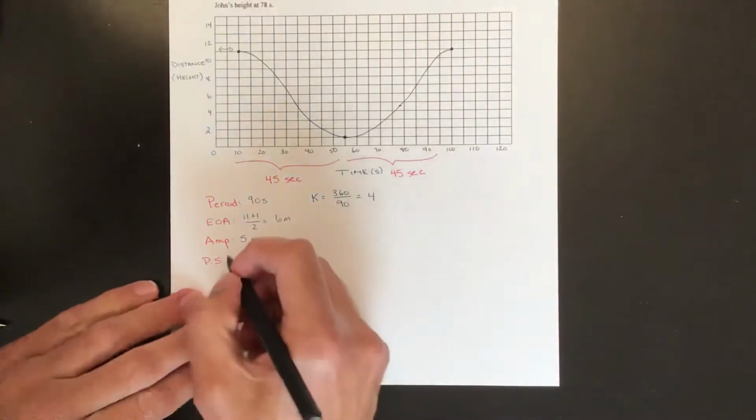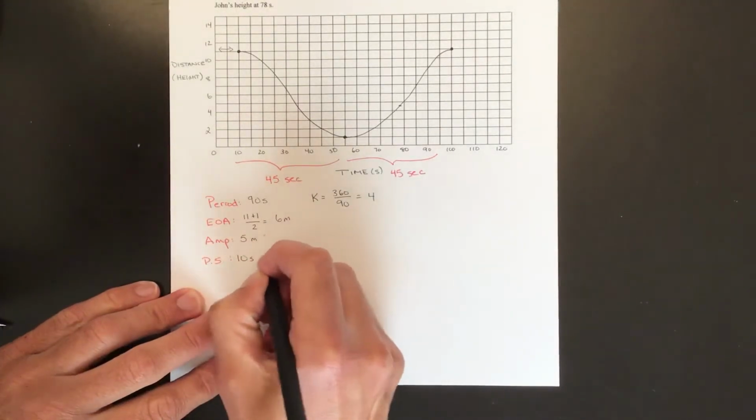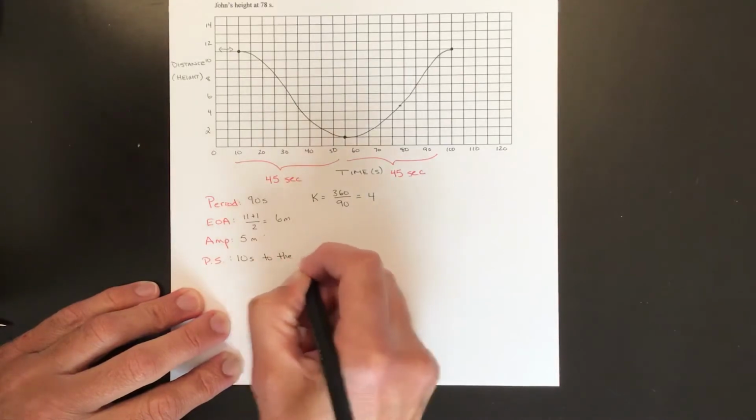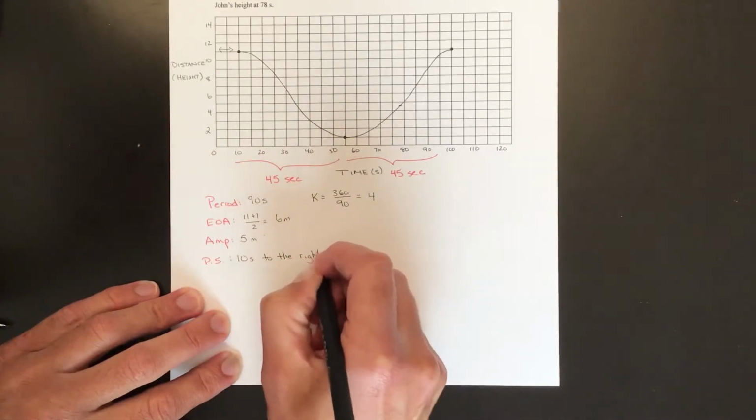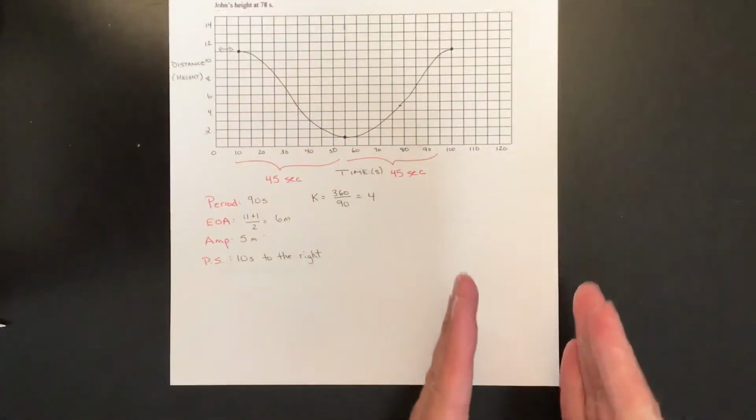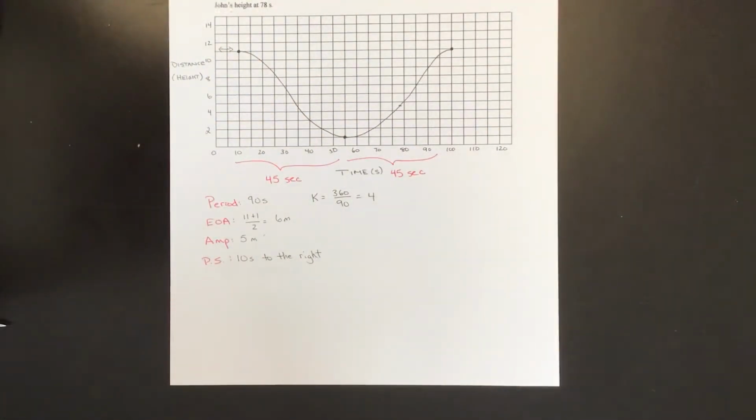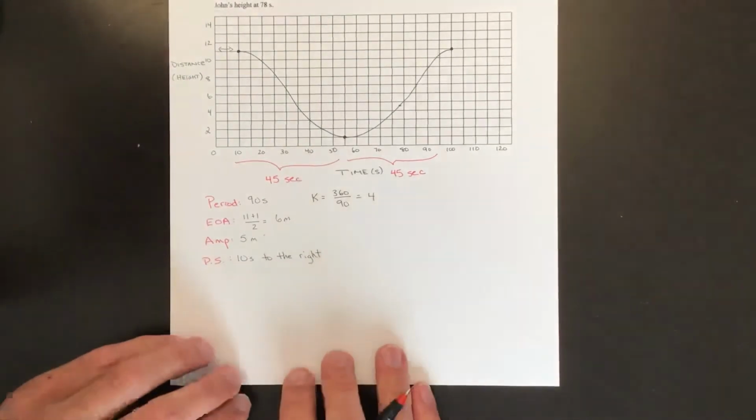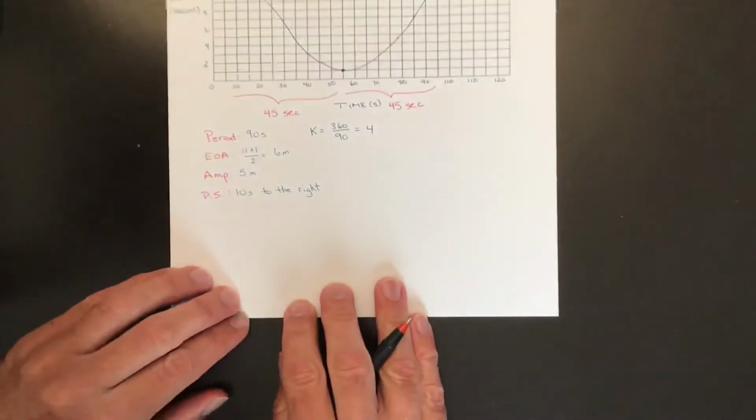And my phase shift is that I am 10 seconds to the right. Right? Because my graph doesn't start at the y-axis, it's been shifted over 10 seconds. So that is where my phase shift comes from, because I'm not starting right at the y-axis. So now that I have the peeps, I can determine my equation.